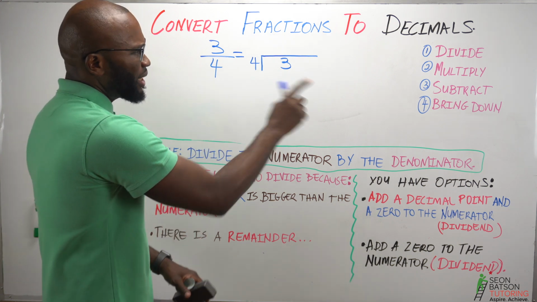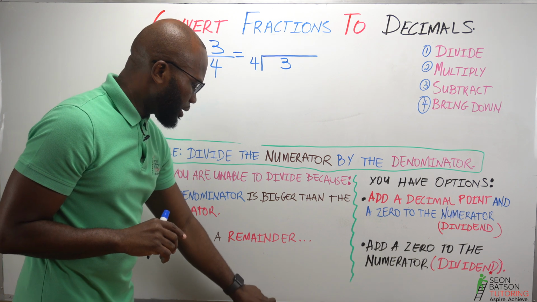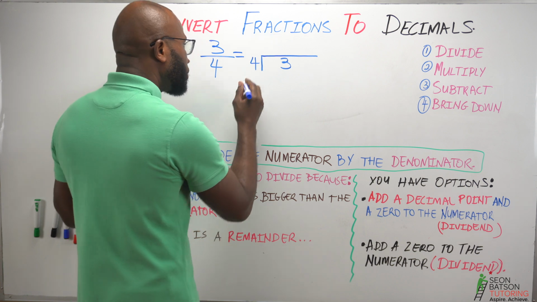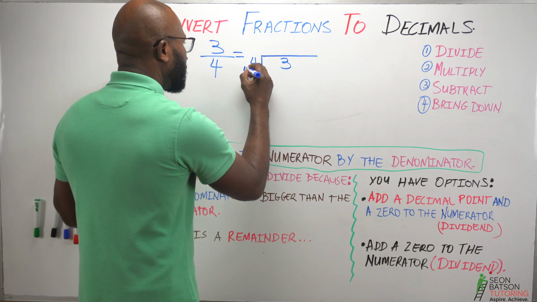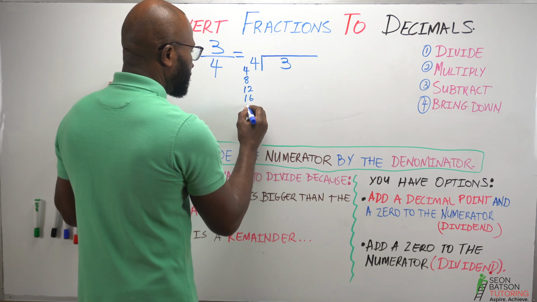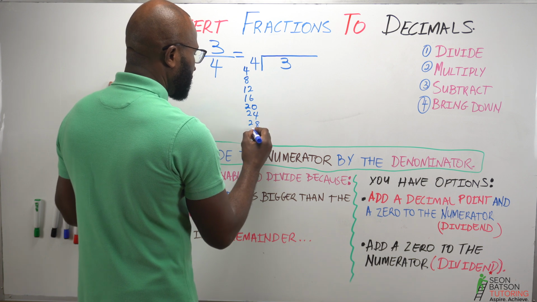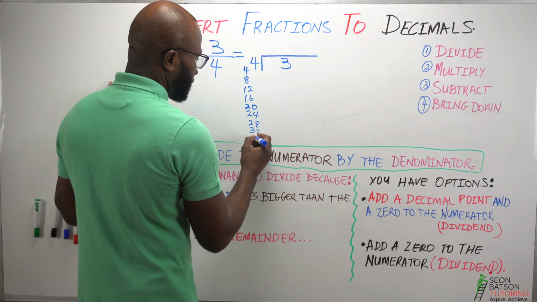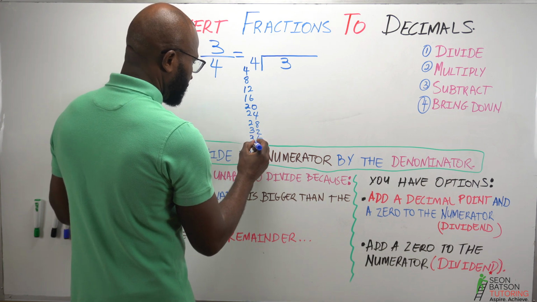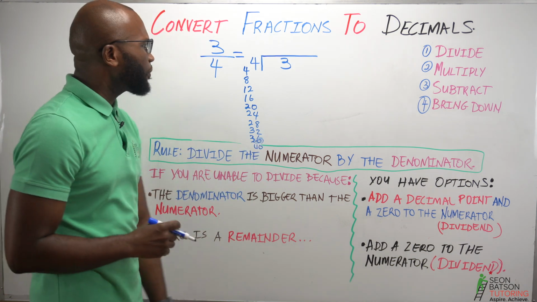Now, before you begin dividing, remember, we can always use the multiples of the denominator to help us. Yes? To make life easier, if you want to, you can list the multiples: 4, 8, 12, 16, 20, 24, 28, 32, 36, 40. We can stop there for now. Yeah? Now, let's divide.